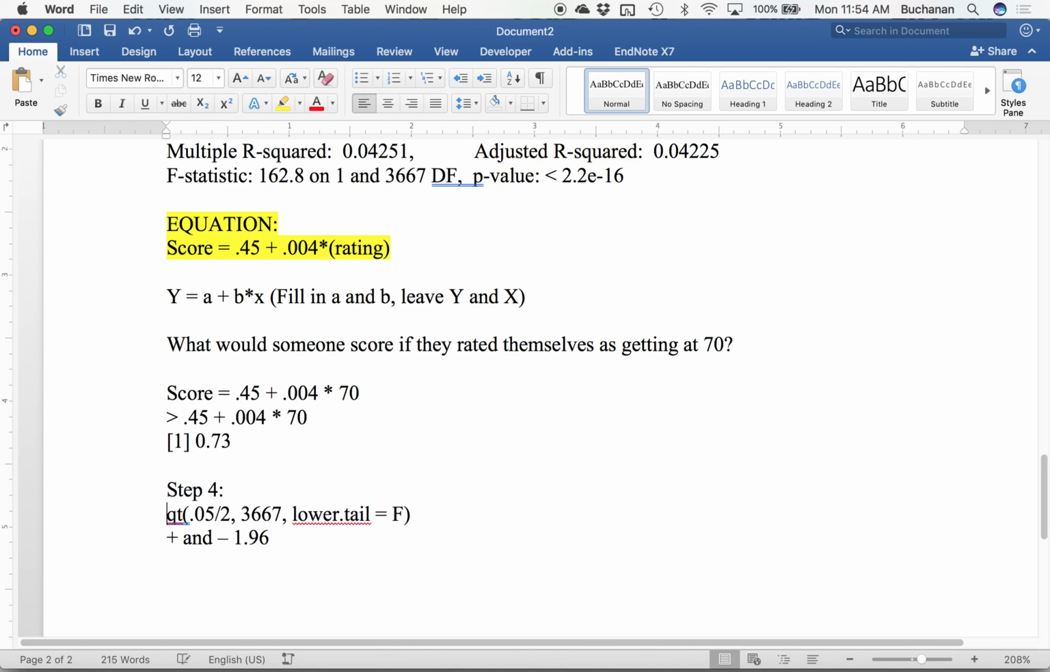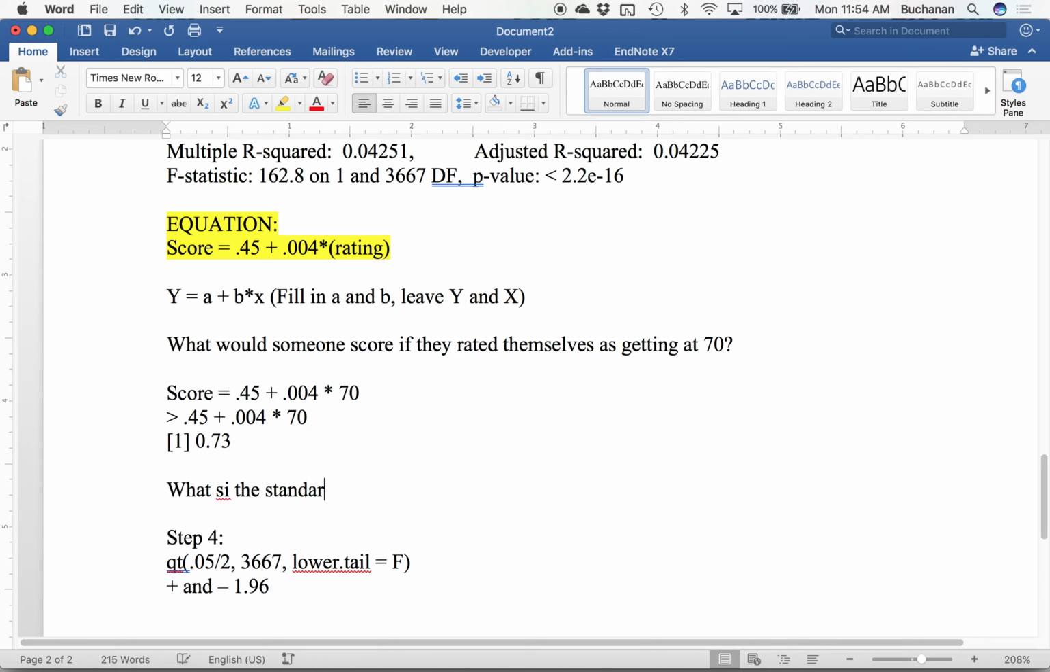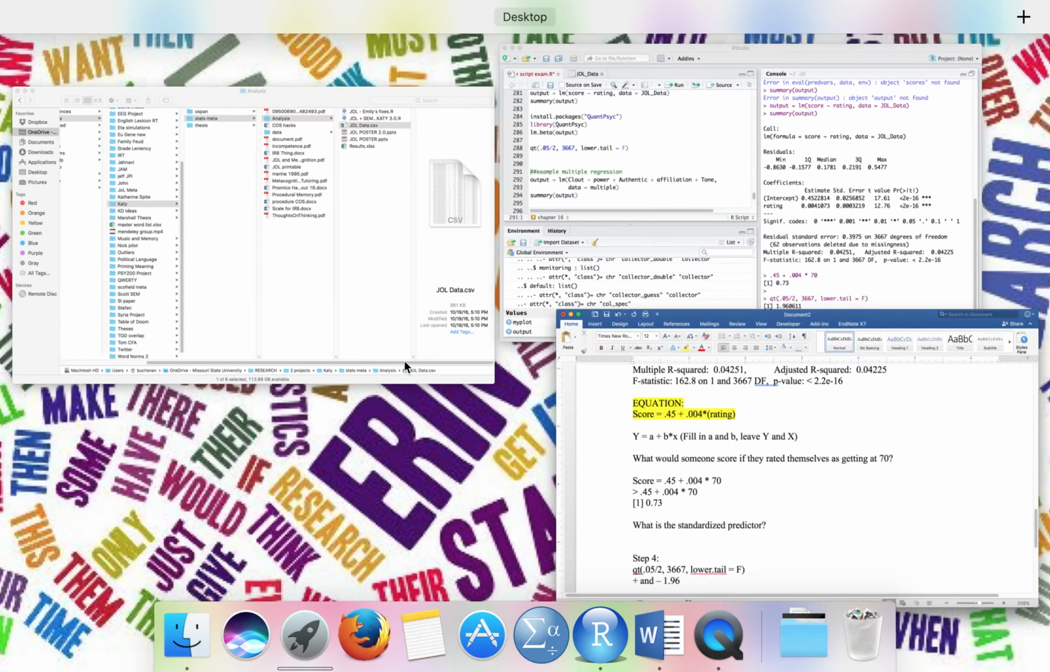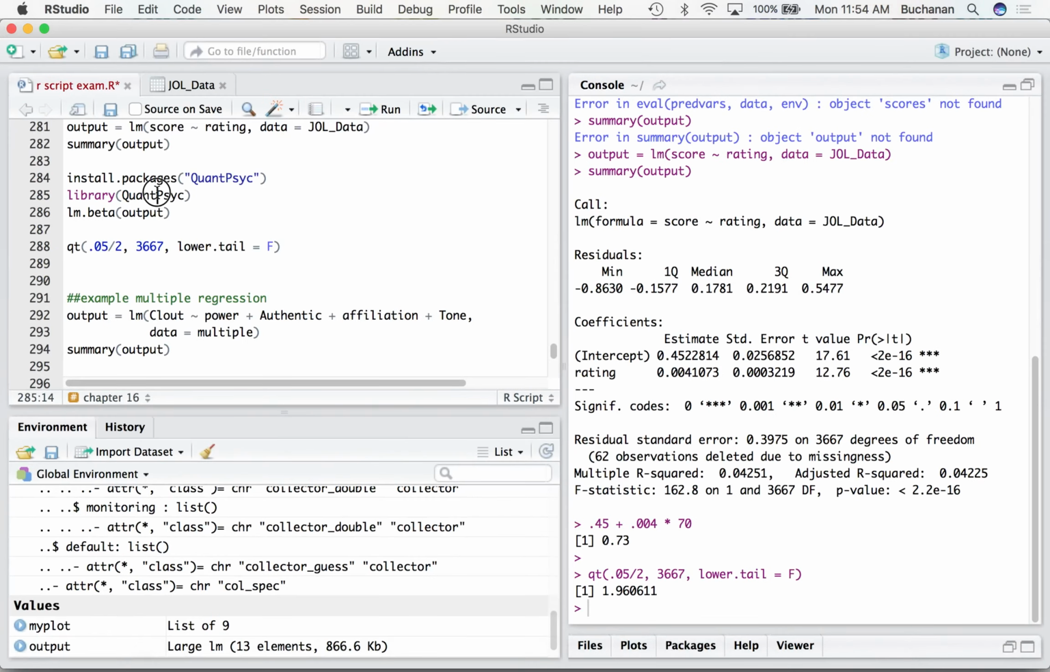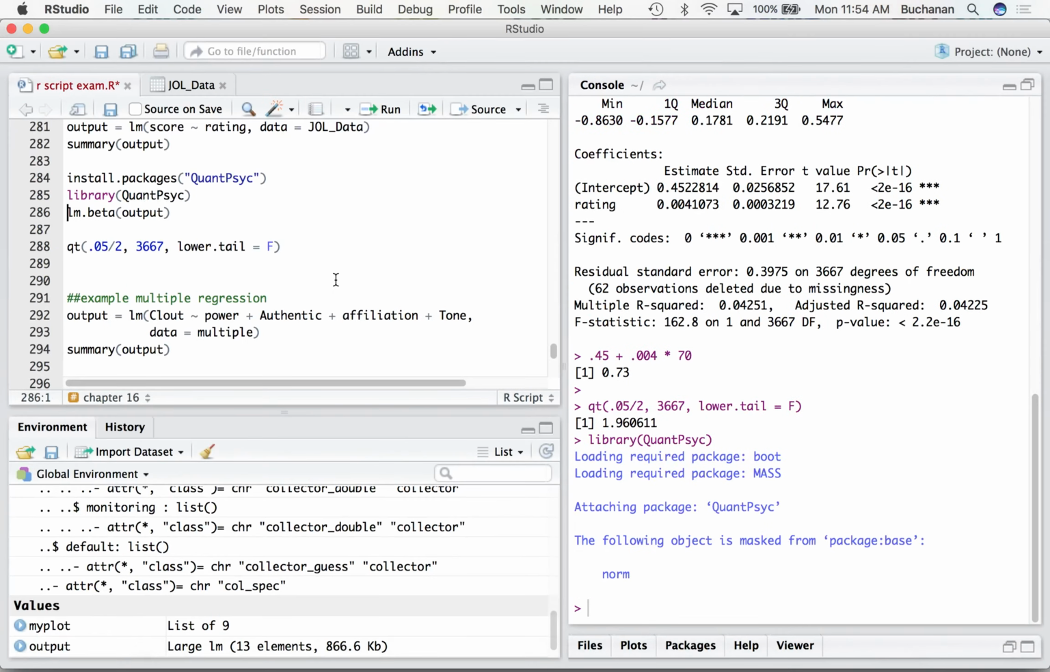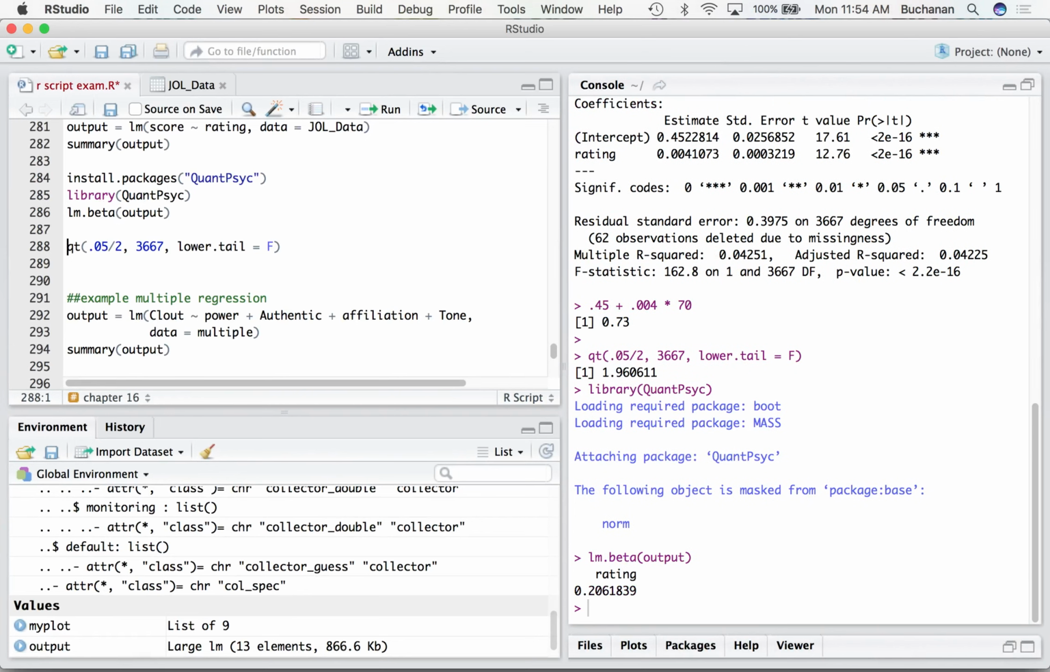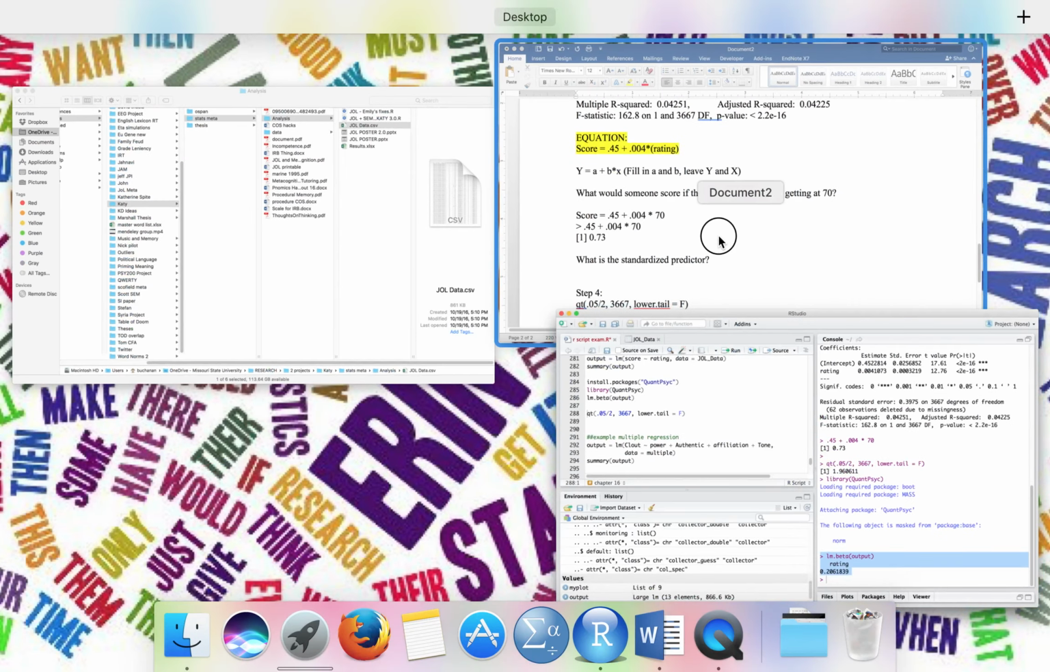Another thing you might get asked for is what is the standardized predictor? I kind of skipped that. And that's where we would calculate beta. I have quant sci, so I'm not going to install the package, but then I would run lm.beta, and I would find that the standardized predictor is 0.21.